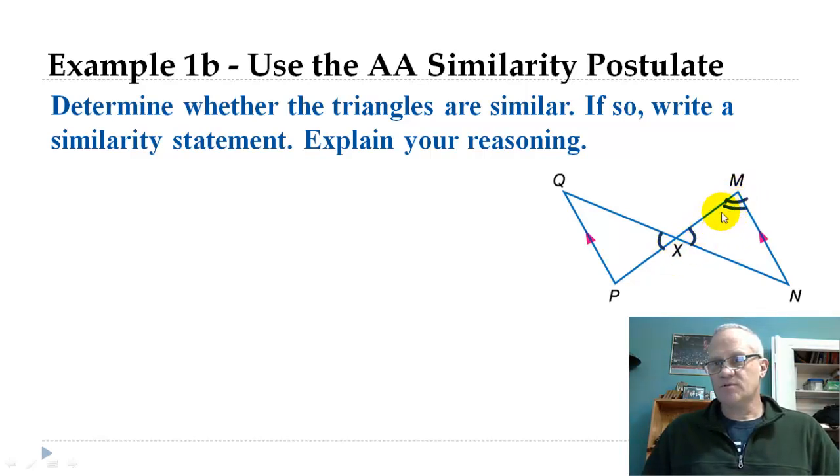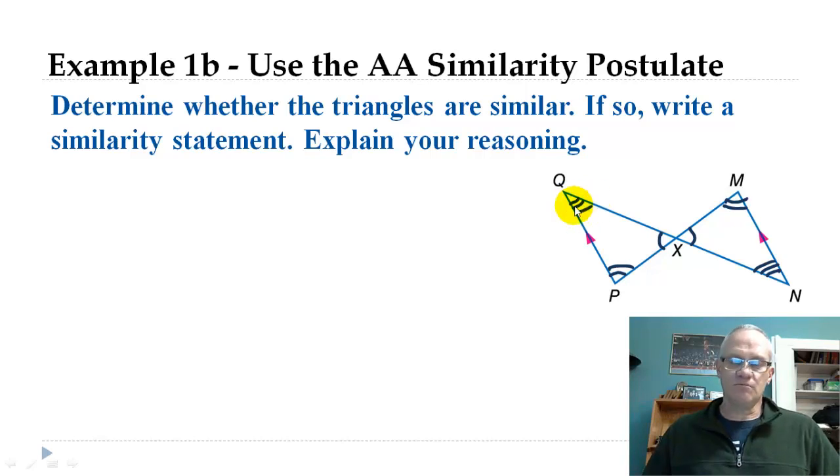It's P. So M and P are alternate interior because they're inside the two parallel lines. They're interior, but alternate means they're on the opposite side of this line that cuts across there. And likewise, N, I'll mark it with 3, is alternate interior to Q.